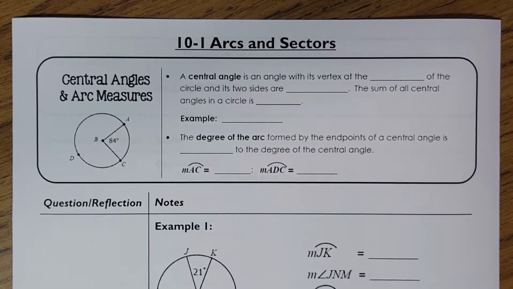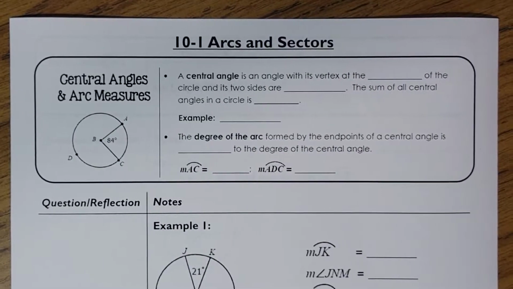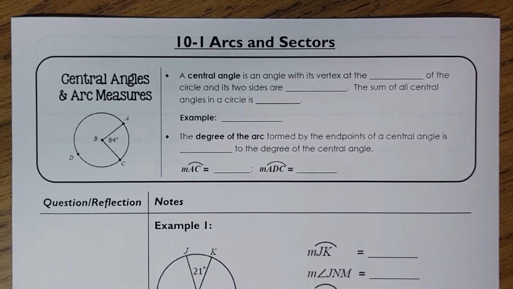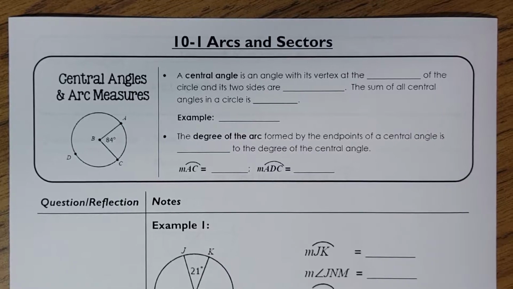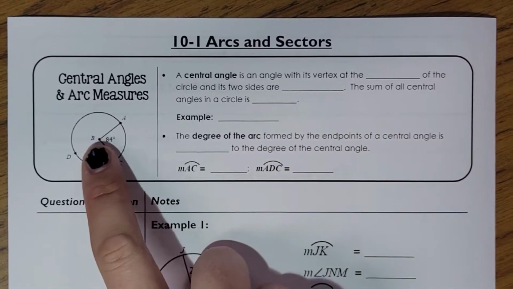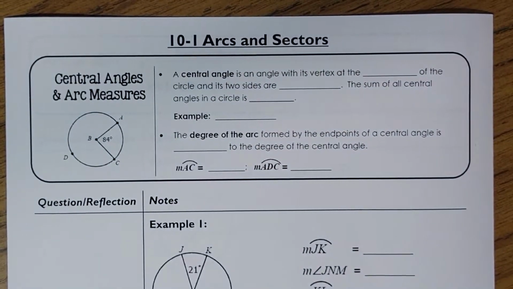Welcome everybody. Today we are on section 10.1. We are talking about arcs and sectors. So today we're talking about central angles to start us off. A central angle is an angle that's going to have its vertex at the center of a circle.